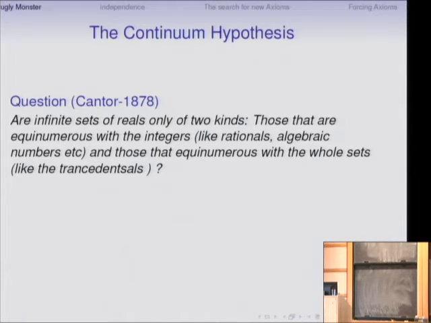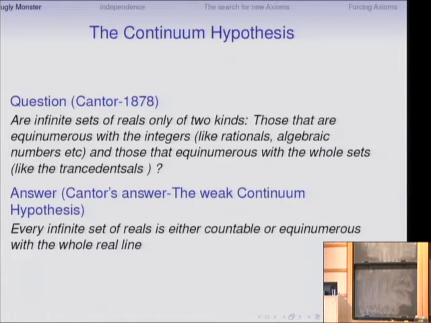And the question is, are there two possibilities for a set of reals? Basically you have, let's say, R, and you have N, the natural numbers. Is there anything in between? And his conjecture was that that's the case. He phrased what he called the weak continuum hypothesis. In a minute I'll say why it's called the weak continuum hypothesis. It says that every infinite set of reals is either countable or equinumerous with the whole real line. By the way, when I say countable, I include finite. Countable is either countably infinite or finite. So basically, you are talking about a real dichotomy as far as sets of reals.